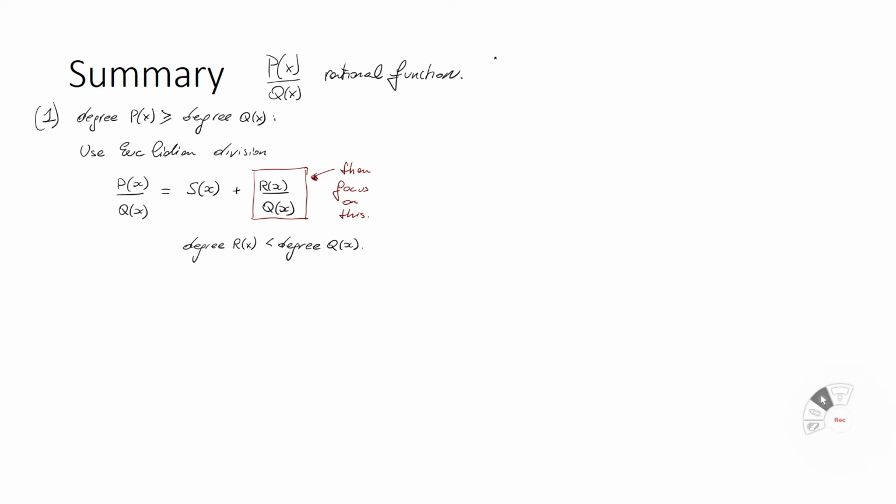So then for the second case, here we assume that the degree of p is less than the degree of q, possibly after Euclidean division as on the left. And then there are three different scenarios that can happen. Either they happen separately or they happen together.